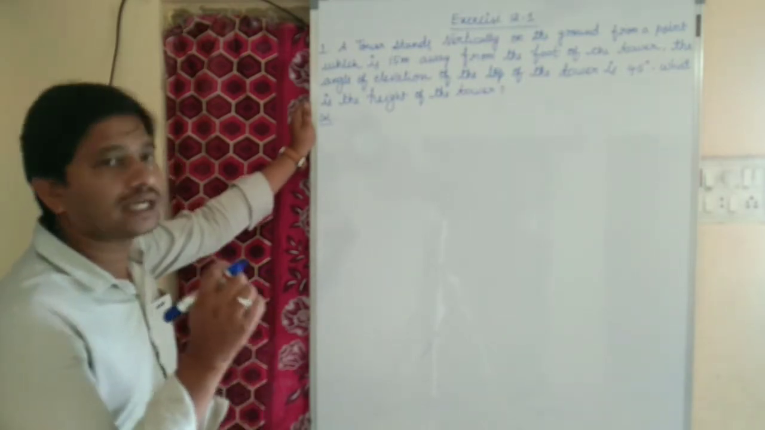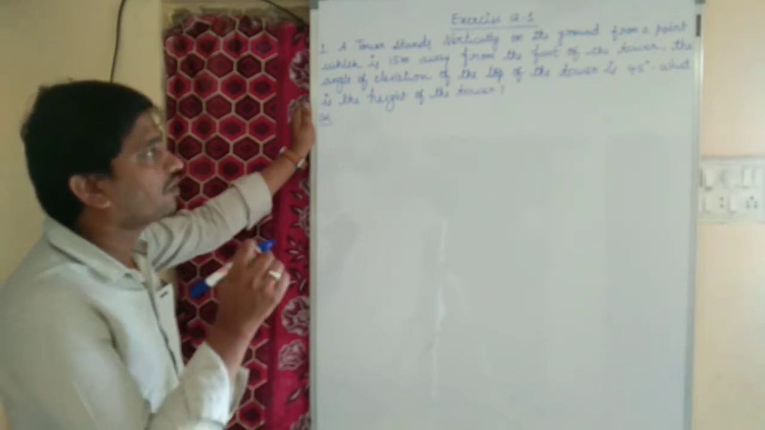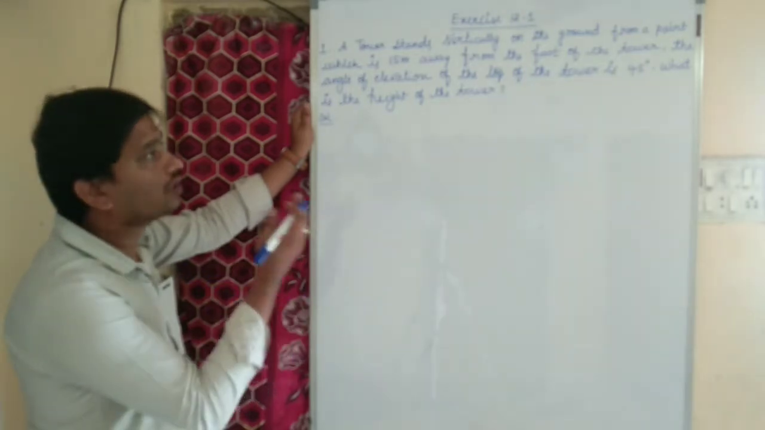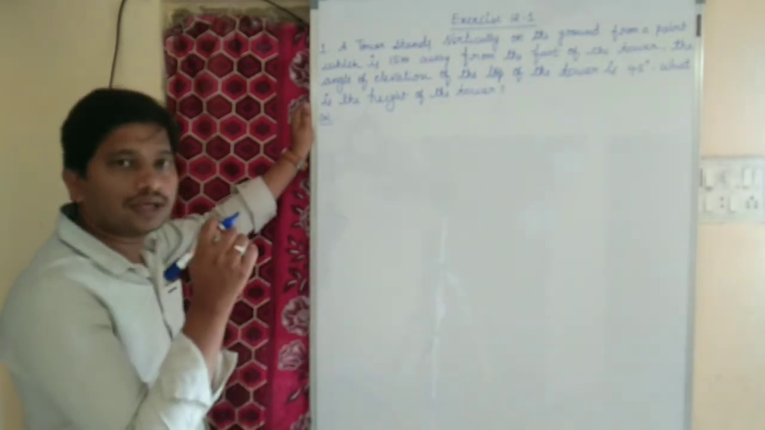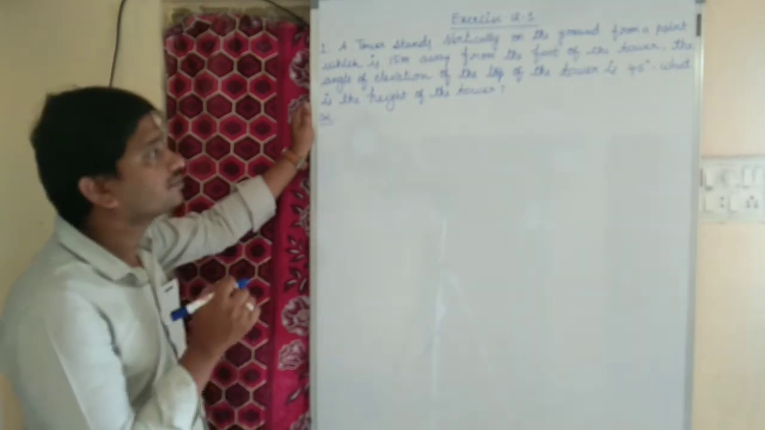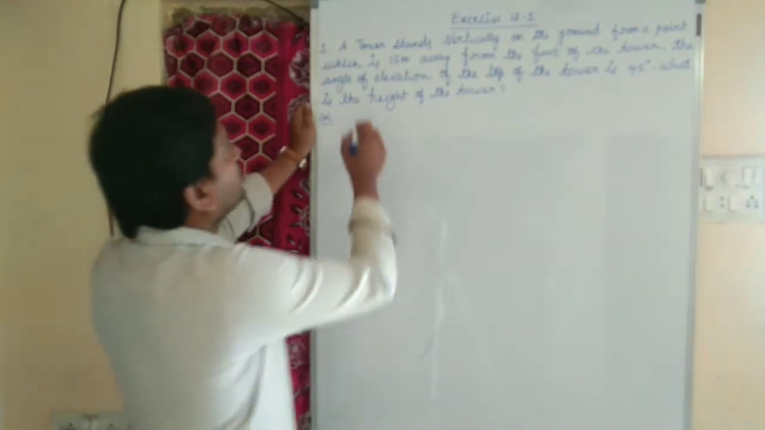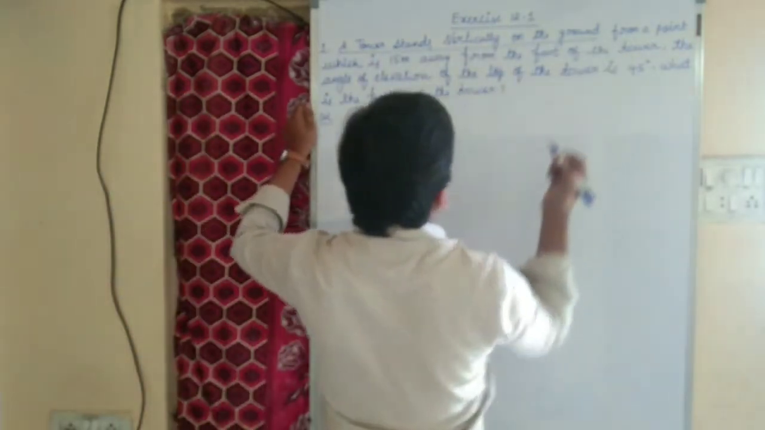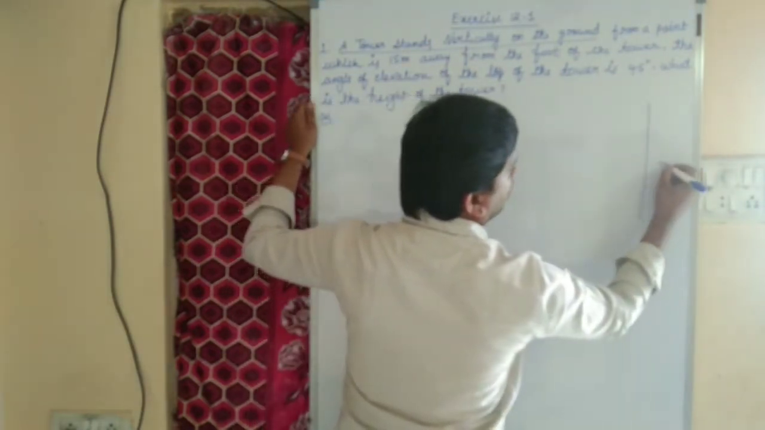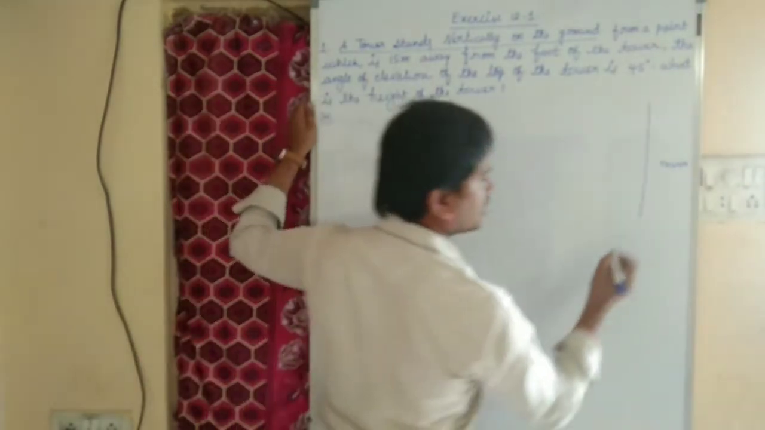A tower stands vertically on the ground from a point which is 15 meters away from the foot of the tower. The angle of elevation of the top of the tower is 45 degrees. What is the height of the tower? Okay, so first statement is a tower stands, this is our tower, stands vertically on the ground. This is our ground.